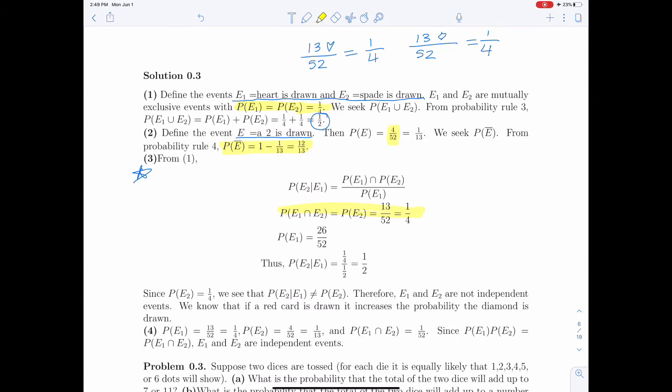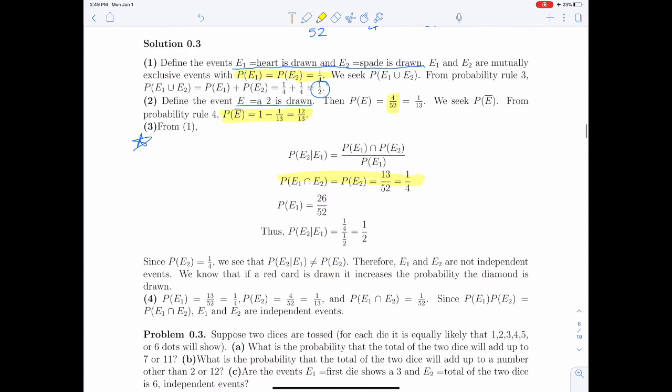And since the probability of it being a diamond is 1/4, we can see here that it is conditional and they're not independent because they're not equal. 1/4 does not equal 1/2. So we know that drawing the red card increases the probability that the diamond is also drawn.